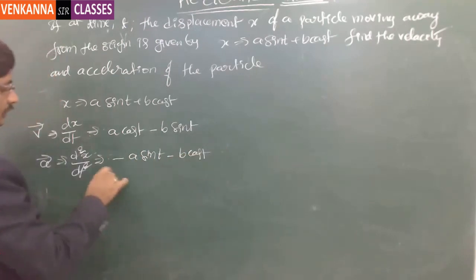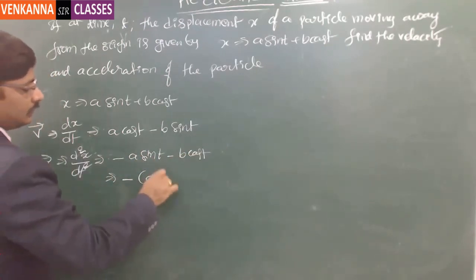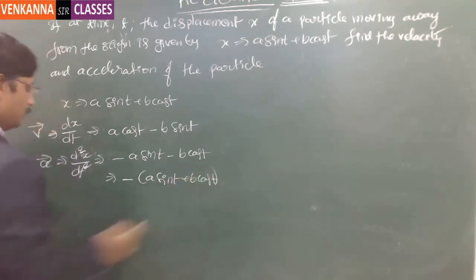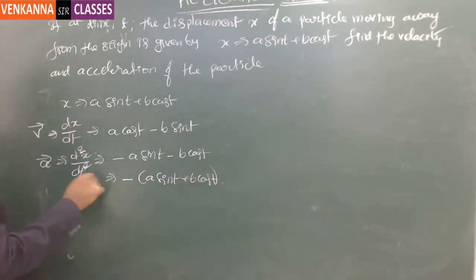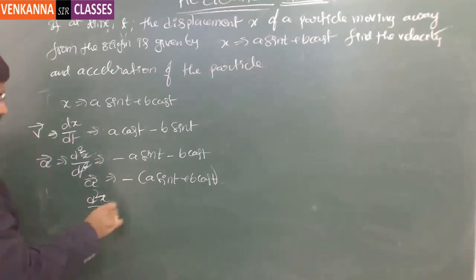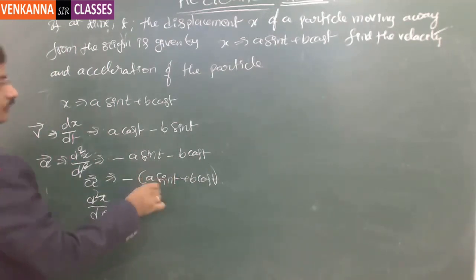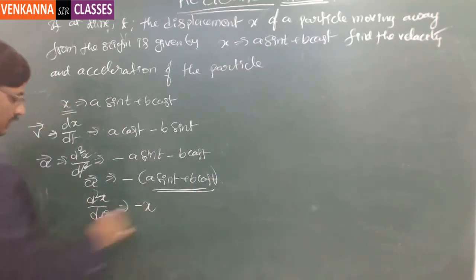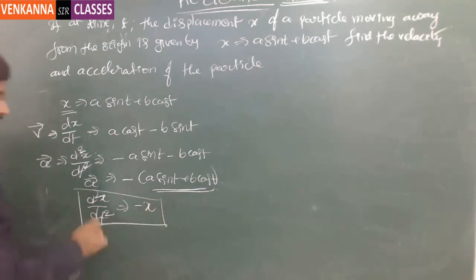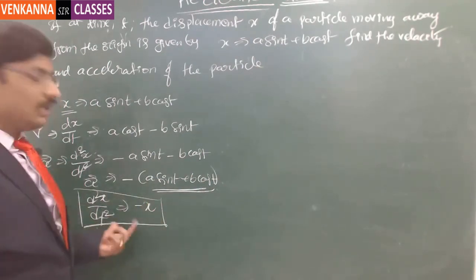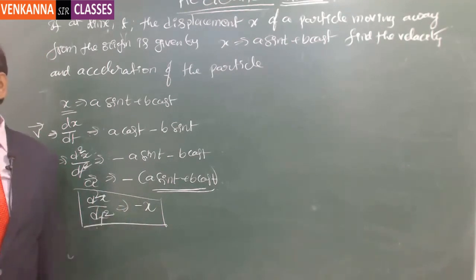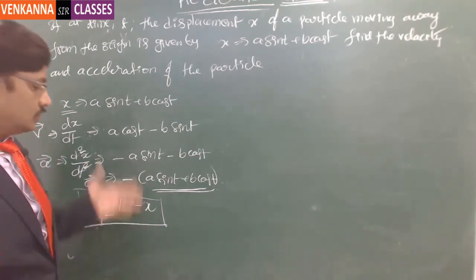Now here if you notice, this is minus of a sin t plus b cos t. So this is the acceleration. This acceleration d square x by dt square is equal to minus of whatever is there, which is nothing but the x value. So this is minus of x. Yesterday I gave an important analogy: any differential equation of this particular form represents simple harmonic motion. Now I will show you how it is going to be.